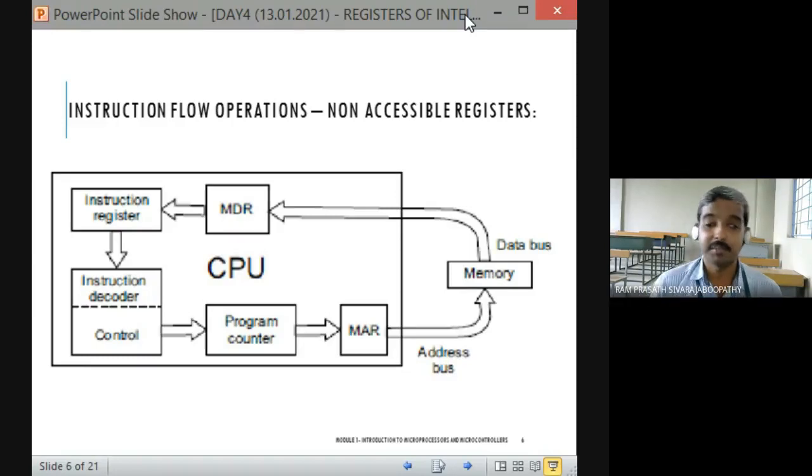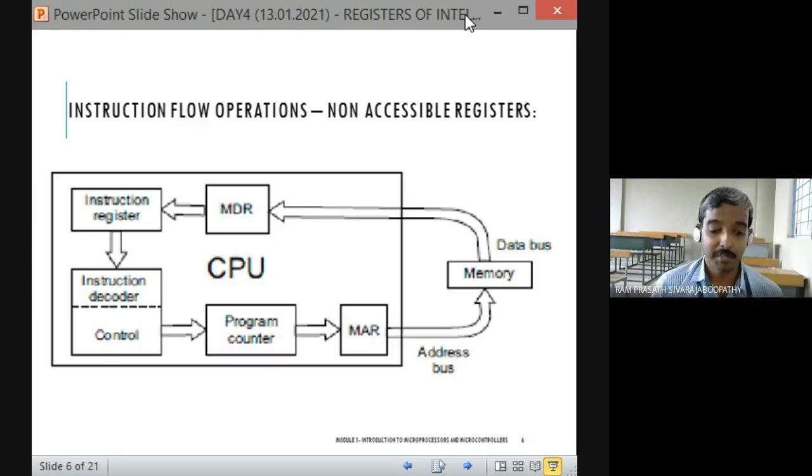Instruction register 8 bit, very good. Anthony Surya typed. Okay. What about the size of MAR register, MDR register? Yes, very good. MAR register is 16 bit. Karthikeyan typed, Anthony Surya typed, Sivakumar, is anybody typing? Okay. MDR register holds 8 bit.